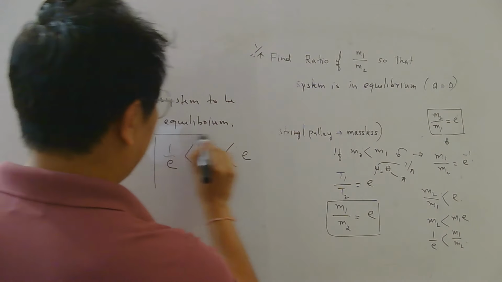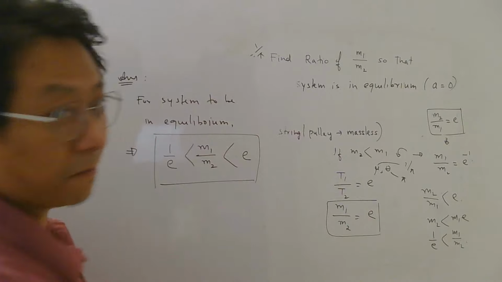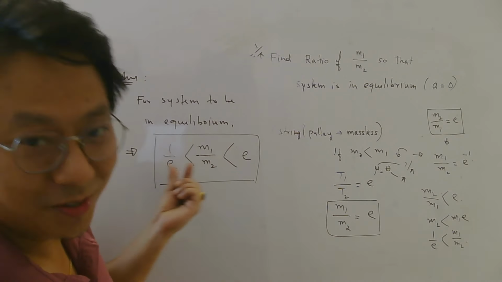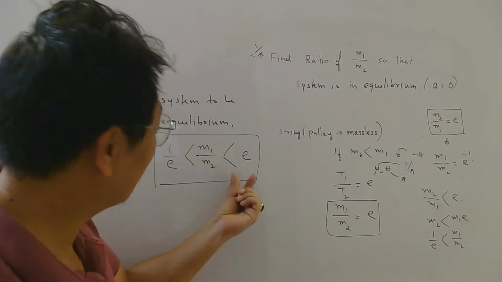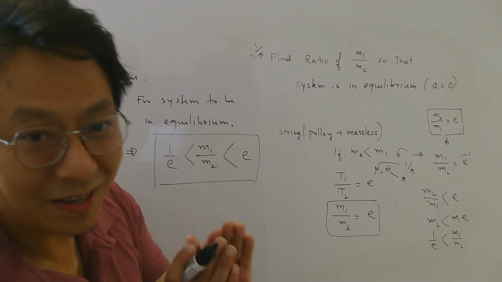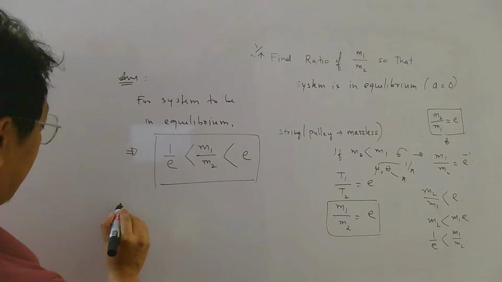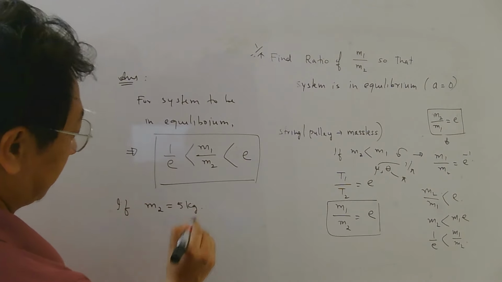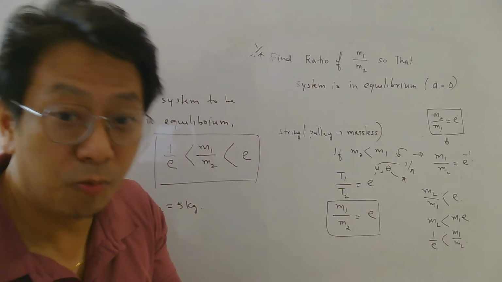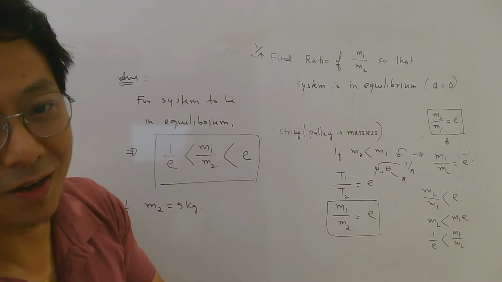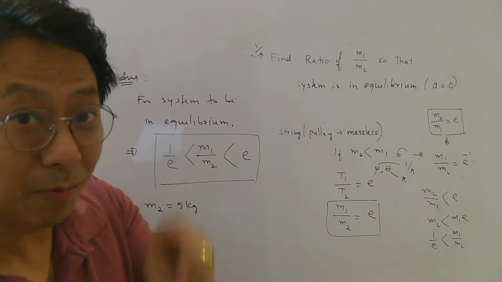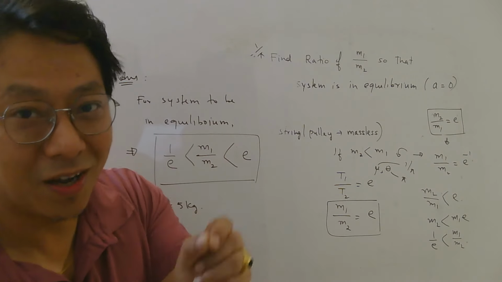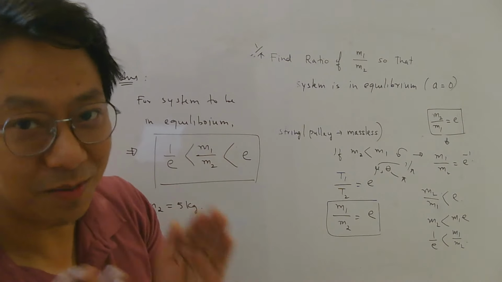So these are the range of M1 by M2. For this range of M1 by M2, our system will be at rest. Now let's say someone says M2 is 5 kg, then for what values of M1 will the system be at rest? In the case of no friction, M1 should also be 5 kg. But now there is not one answer, there is a range of answers which are possible.